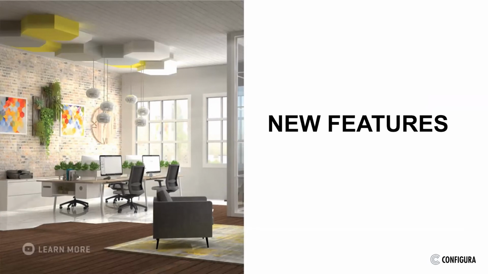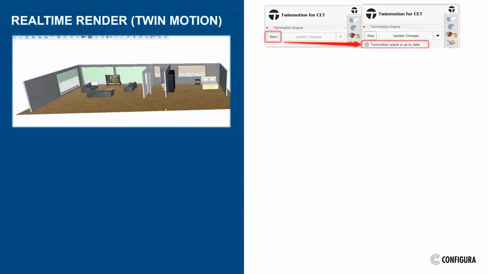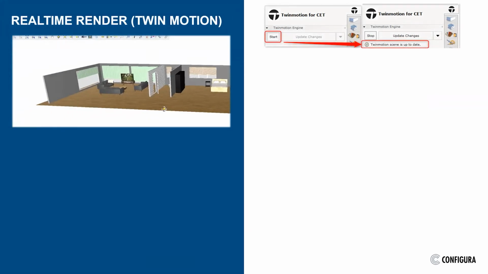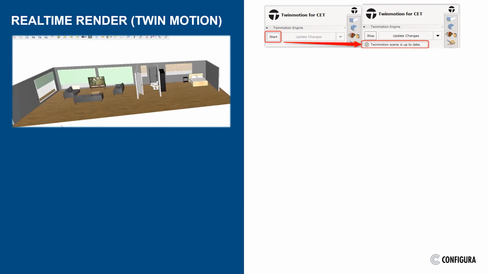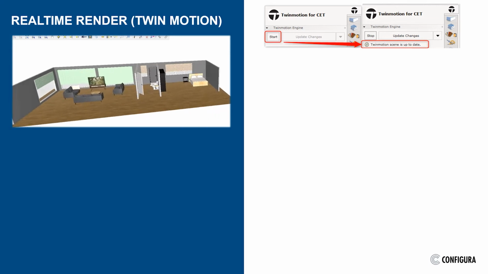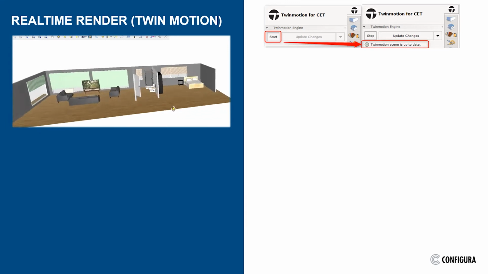Okay, so I'll be moving to the new features that are going to be available in CT 13.0. And our first one would be real-time render. So in CT 13.0, we've created a new API. Okay, so with that, we've added support of a direct link from CET to Twinmotion.